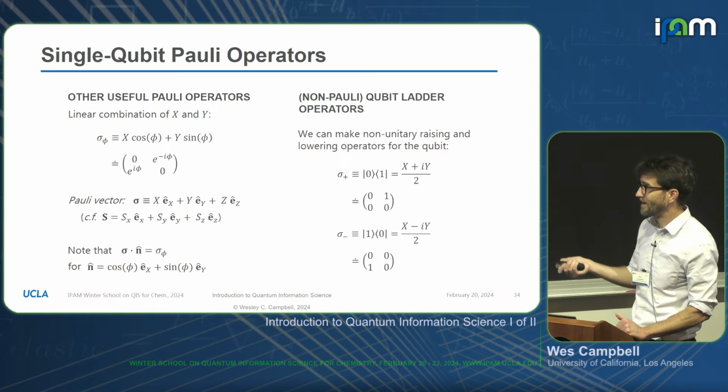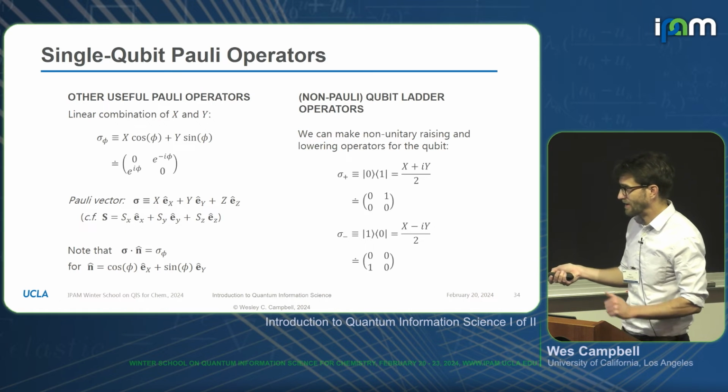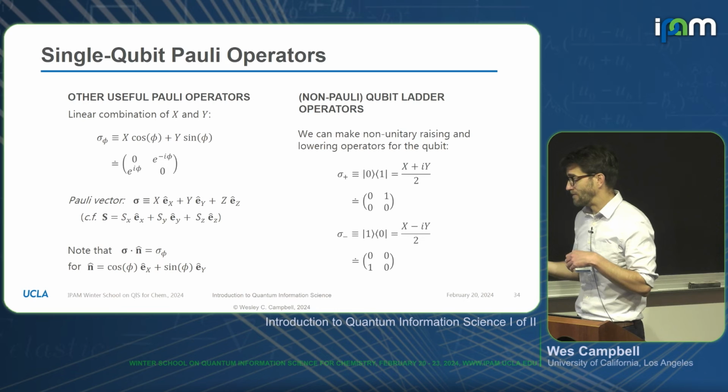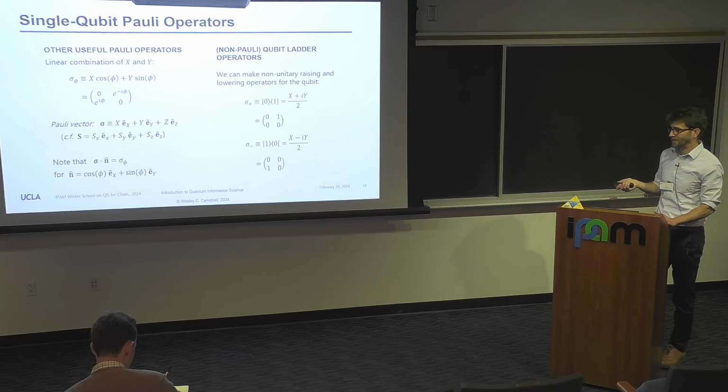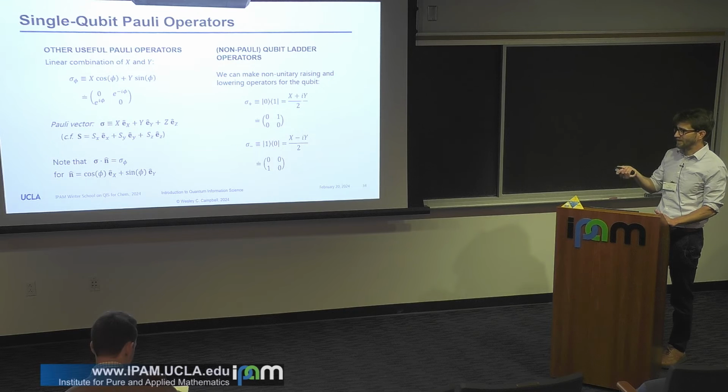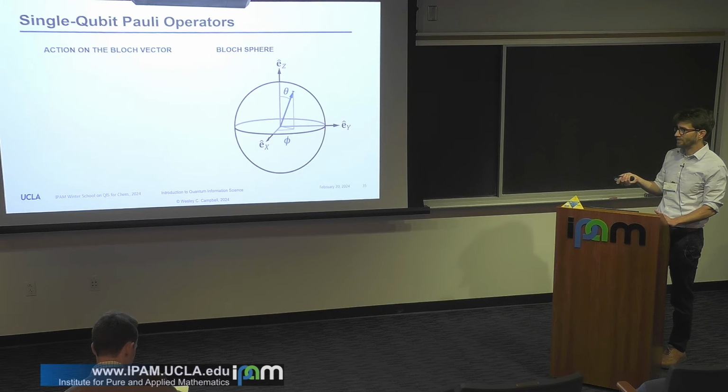And so you can see that these are actually not going to be unitary. Okay, if you take the square of one of these, you're not going to get the identity matrix out of this. But these operators are nonetheless fairly useful for us. Okay.